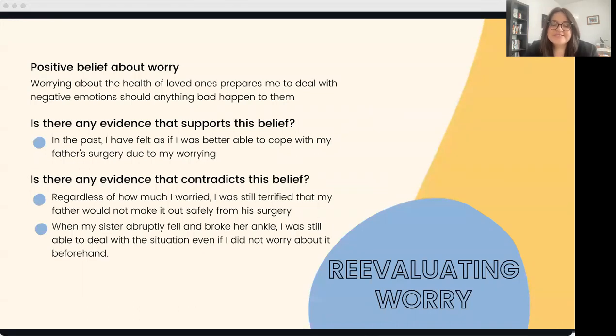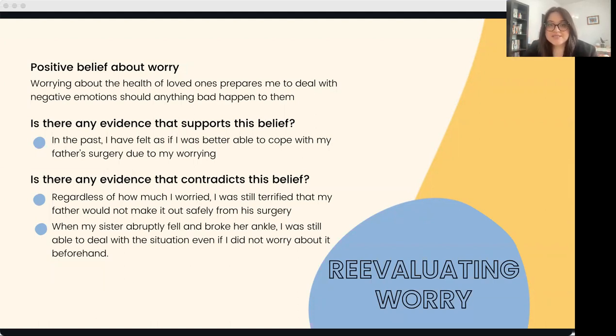So for example, let's say that an individual believes that worrying about the health of family members better prepares them to deal with negative emotions in the event that anything bad happens to those family members. When we inquire about evidence that supports this belief, often clients will speak of moments in the past where they felt better able to cope with family health problems due to their worrying. But when we ask them to describe evidence that may contradict those beliefs, clients often relate stories where either they worried about a health outcome happening, yet worrying did not necessarily prevent the experience of strong negative emotions, or they dealt with a spontaneous family health problem without engaging in worrying beforehand.